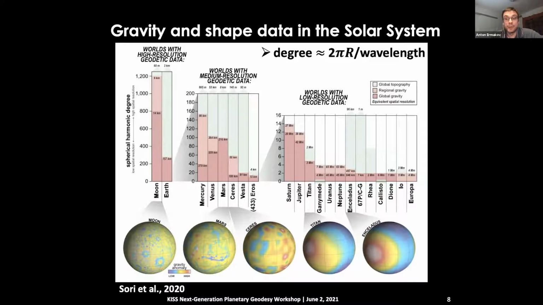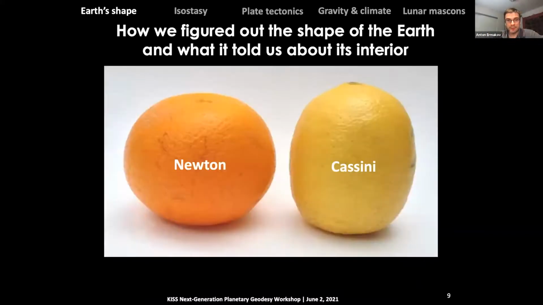And in the outer solar system, we don't have high resolution gravity or shape data with spherical harmonic expansions reaching maybe order of 10. But in the first part of the talk, I will be talking only about degree 2 shape of the Earth, basically the very long wavelengths structure in the Earth shape. And the question of the Earth shape is perhaps the first geophysical insight geodetic data gave us in the scientific era. It was a big debate in the 18th century.